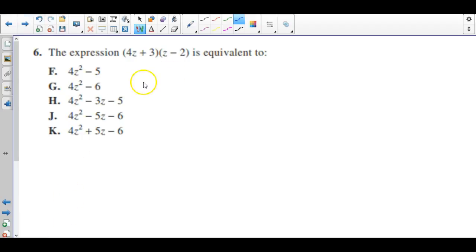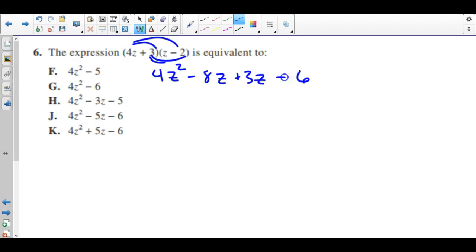Alright, the expression is equivalent to, and this is one where you're going to want to distribute. So I'm going to take my 4z and distribute it across. 4z times z is 4z squared. 4z times negative 2 is negative 8z. 3 times z means I'm adding 3z, and 3 times negative 2 is negative 6. So combine the like terms in the middle, and this is the expression that I get, which looks like J.